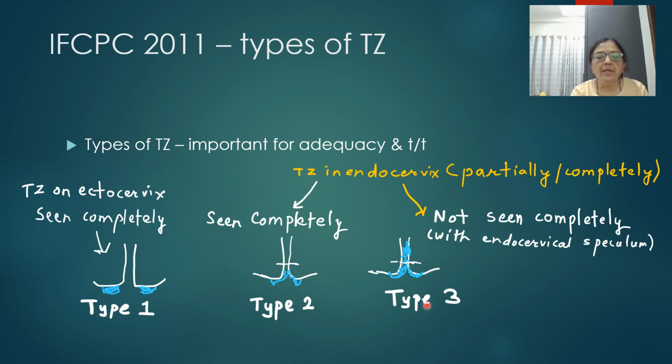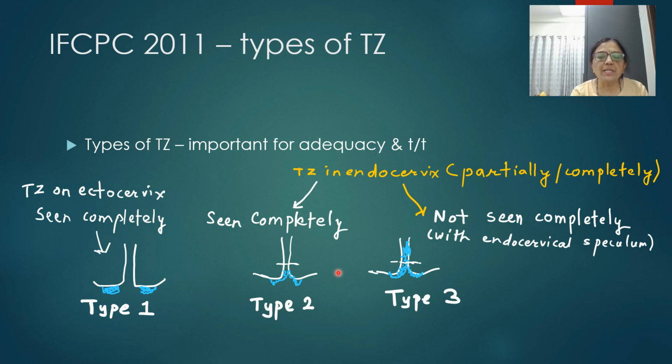Whereas in type 3, it has advanced into the endocervical canal to such an extent that complete visualization is not possible. That means we are not able to see the squamocolumnar junction because the transformation zone has advanced in a great way inside the endocervical canal, which will be seen in the elderly women after the menopause. So that is type 1, type 2, type 3.